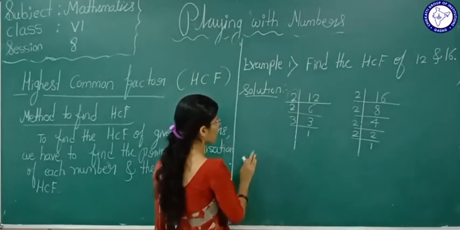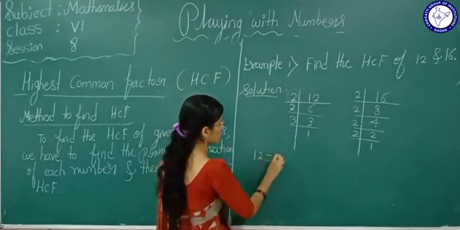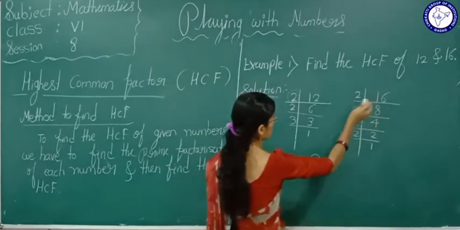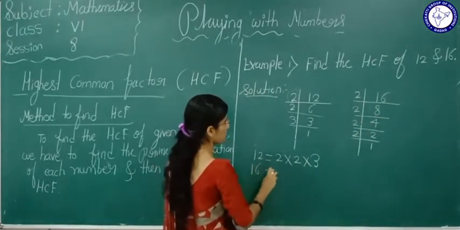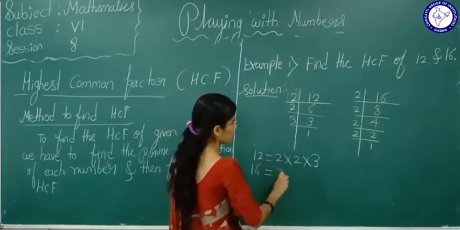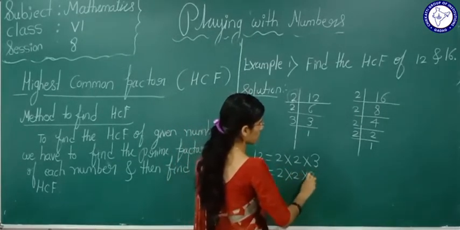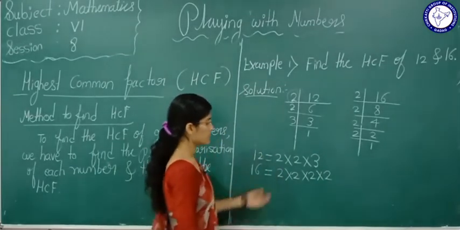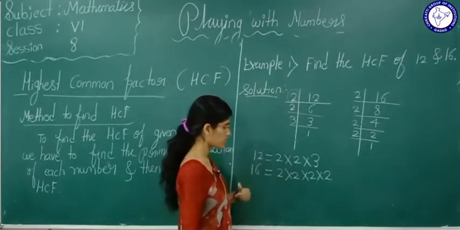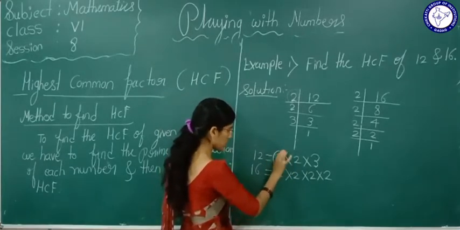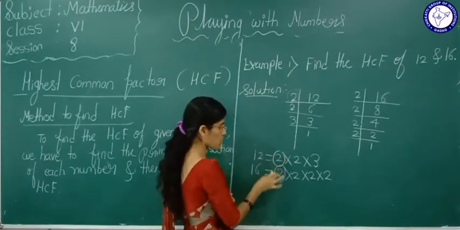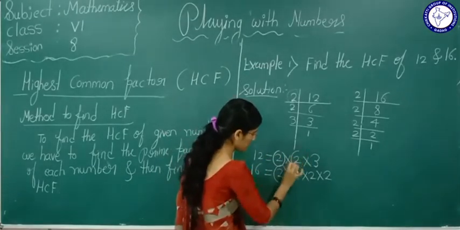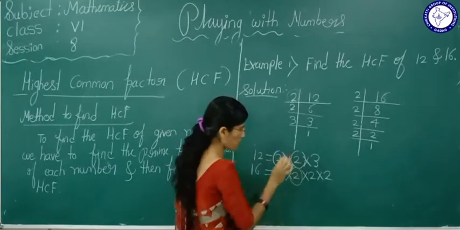Now, what is the prime factorization of 12? It is 2 multiplied by 2 multiplied by 3. What is the prime factorization of 16? It is nothing but 2 multiplied by 2 multiplied by 2 multiplied by 2. Now see, here 2 is common. Yes, this 2 is common here. Again, here 2 is common.